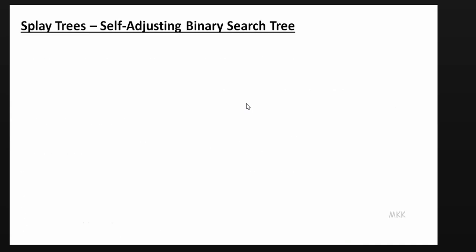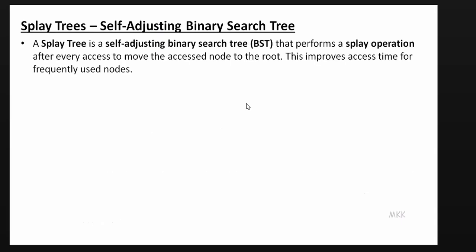Okay, AVL tree. Next, coming to the splay tree. We can also call this a self-adjusting binary search tree. A splay tree is a self-adjusting binary search tree that performs a splay operation. Earlier, the AVL tree performed rotate operations; here we will perform the splay operation. Both use the binary search tree structure, and both are self-adjusting trees. After every access, move the accessed node to the root; this improves access time for frequently used nodes.